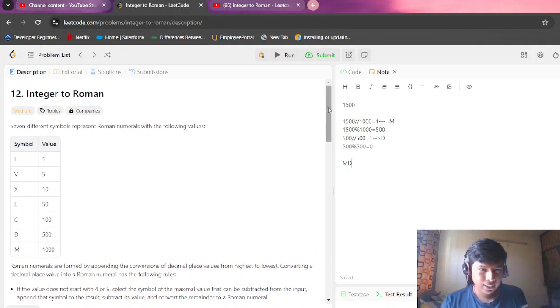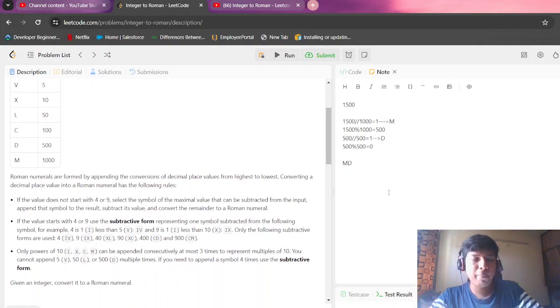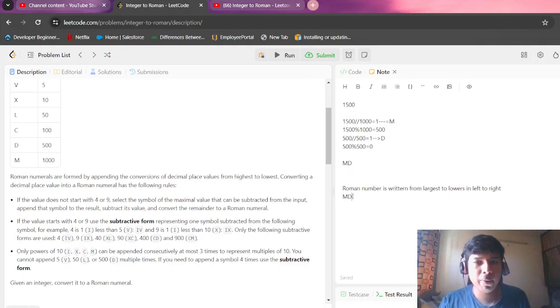Basically, let me see where they are given. Okay, so basically, Roman numbers are written from largest to smallest, left to right. Suppose I have to write 1500: M, which is the largest one, which is 1000, and then D will come, which is 500. So a Roman number is written like this. Suppose you have to write 8. So 5 is the largest one, then 6, then 7, then 8. The smaller one comes afterward. But there are a few exception cases like IV, where 4 is written such that the smaller number comes before the larger number.